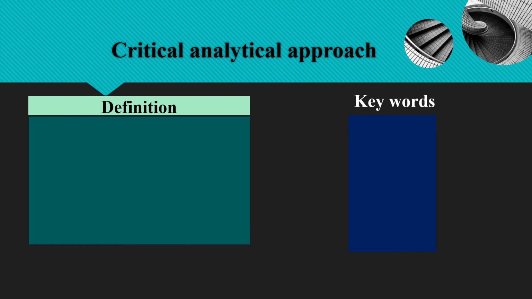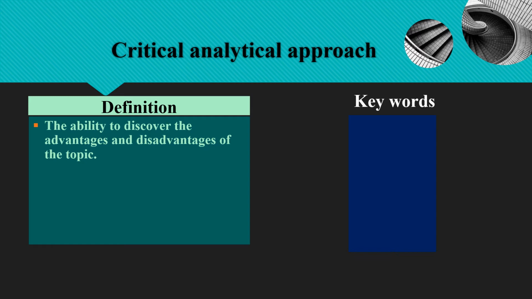The second approach is the critical analytical approach. So we gather here criticism and analysis methods in the same approach. What is an approach, as we said before? Yes, a methodology or method or strategy. Let us see the definition of the critical analytical approach.